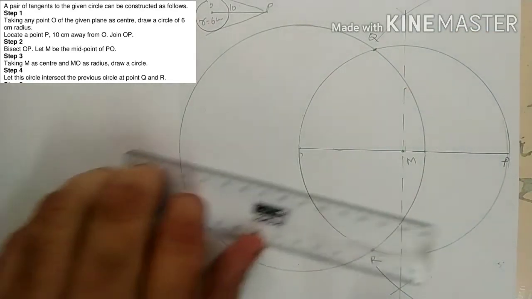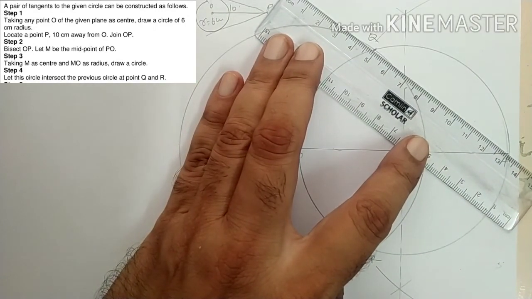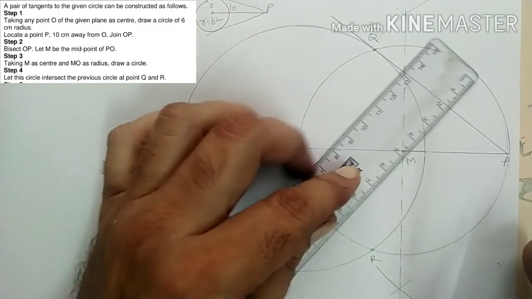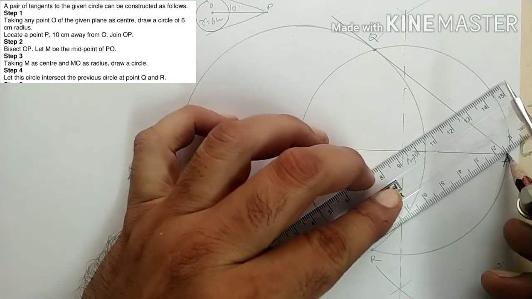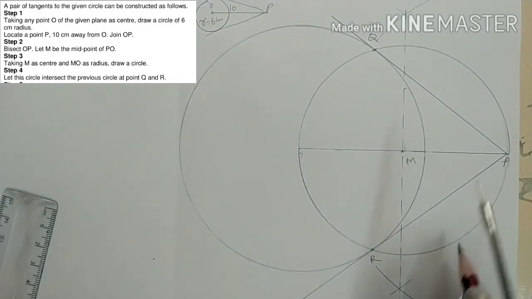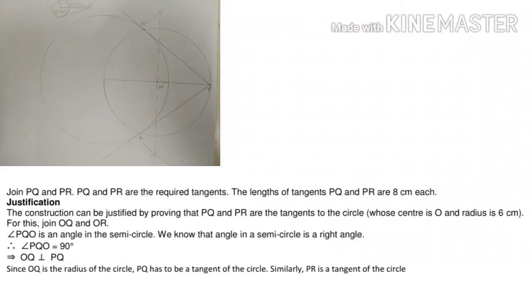Now you join PQ, and similarly join PR. Now these PQ and PR are the tangents to the circle. Look here, we join this PQ and PR. PQ and PR are the required tangents. The length of tangents PQ and PR we will measure by scale. We will get 8 cm each.